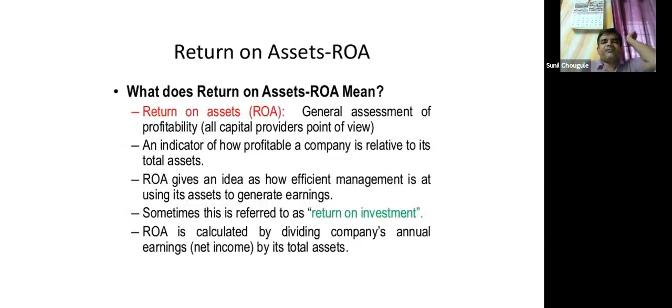Now the next concept is return on assets, ROA. Listen carefully. What is meant by ROA? It is a general assessment of profitability, from all capital providers' point of view. Capital providers are included in return on assets. How can our assets give us a return? That is what is explained here: an indicator of how profitable a company is relative to its total assets.